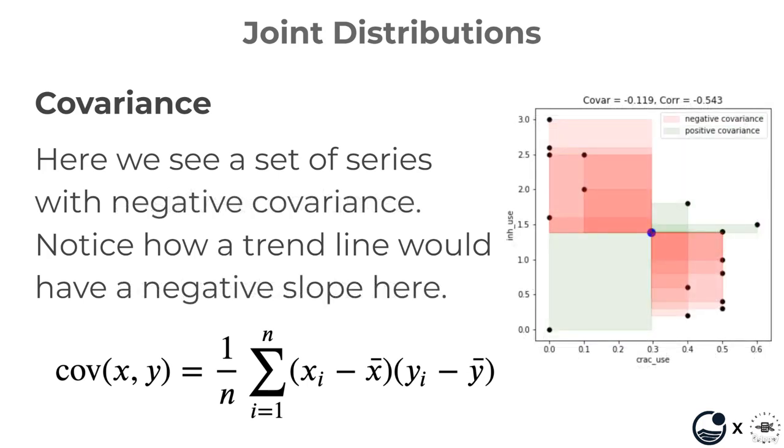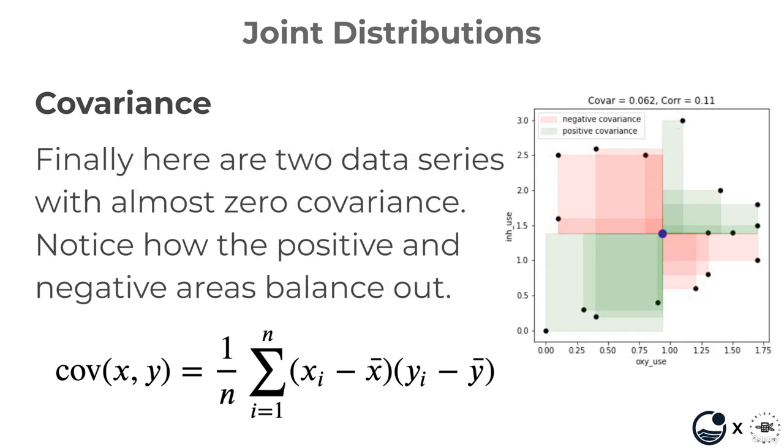Let's take a look at a series with a negative covariance. You can still see there's some points that have that positive slope, but the majority of them look to have a negative slope. So again, when you sum these all up and take the average, you end up getting a negative covariance. And in this case, the negative covariance is negative 0.119. And again, we'll talk more about correlation later on. You'll notice that the correlation is also negative. And then for points where they're a little more flat, you can see here we have 2 data series with almost 0 covariance. So essentially what's happening here is your positive rectangle area is going to start balancing out with the negative rectangle area, and that ends up summing to close to 0.